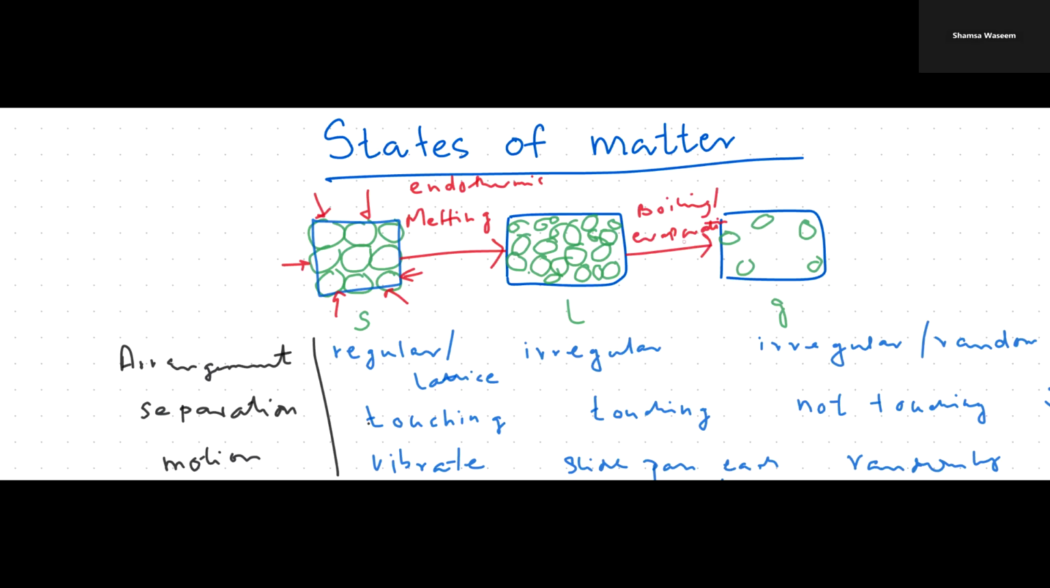Now, is boiling or evaporation endothermic or exothermic? See, the particles are moving far from each other. So again, they're going to absorb energy from the surrounding and move far from each other. So we say that this is also an endothermic change. I hope it's clear, right?